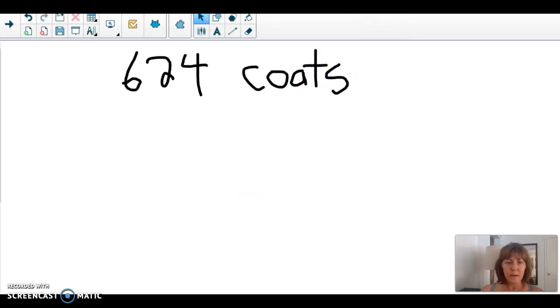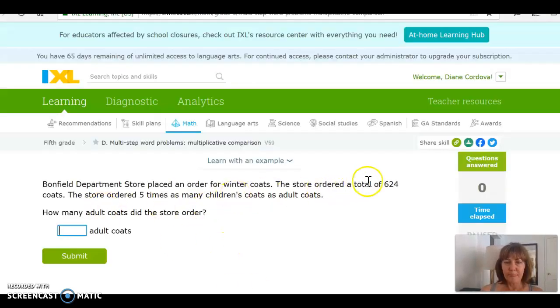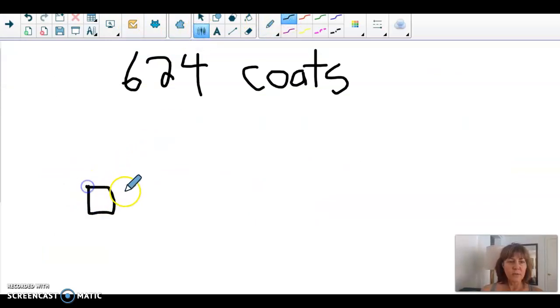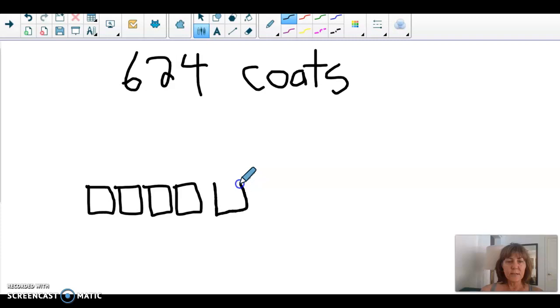Okay. Then it also said that the store ordered, they have a total of 624 coats. The store ordered 5 times as many children's coats as adult coats. So I'm going to draw a picture, and I'm going to draw the children's coats. 1, 2, 3, 4, 5 times as many children coats.